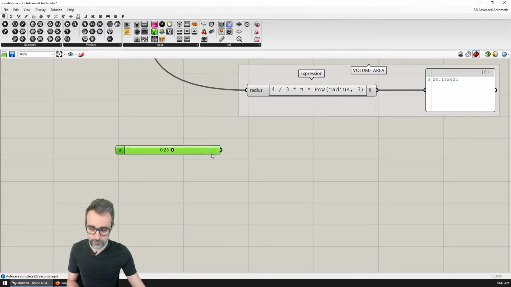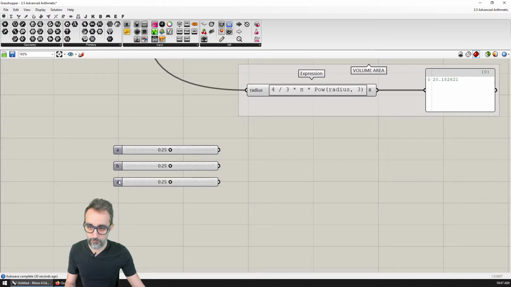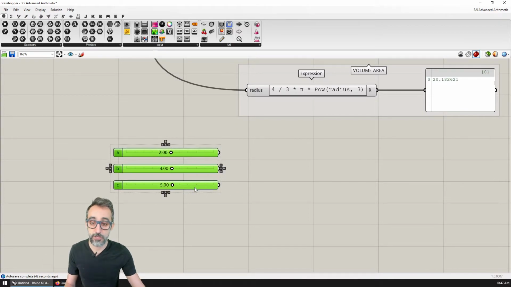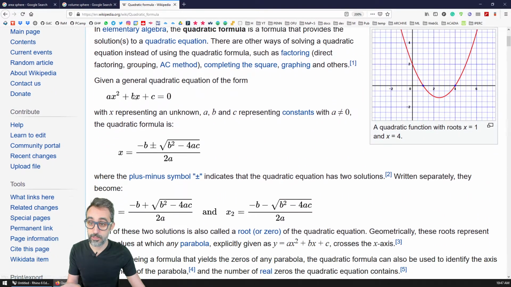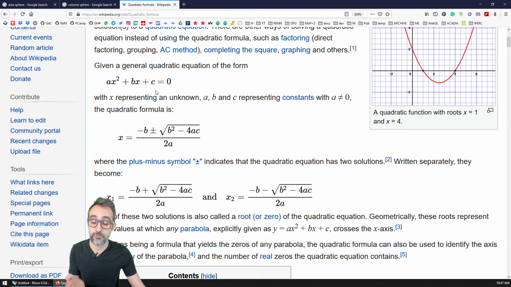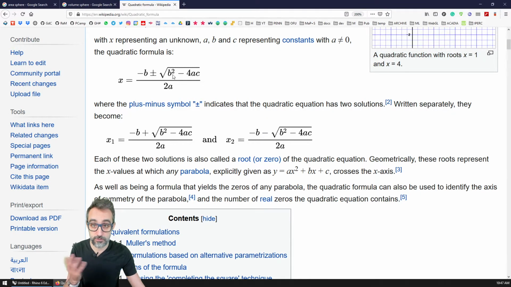It's a little too big, so I'm going to copy paste it 3 times. I'm going to arrange them, align them, and this is going to be now the value of b, and this is going to be the value of c. And let's say that this is going to be 2, this is going to be 4, I'm going to double click here, 4, and this is going to be the value of 5, for example. The challenge here is, given these 3 constants for the expression, 2, 4, and 5, which value of x satisfies that this equals 0? So we use this formula here.